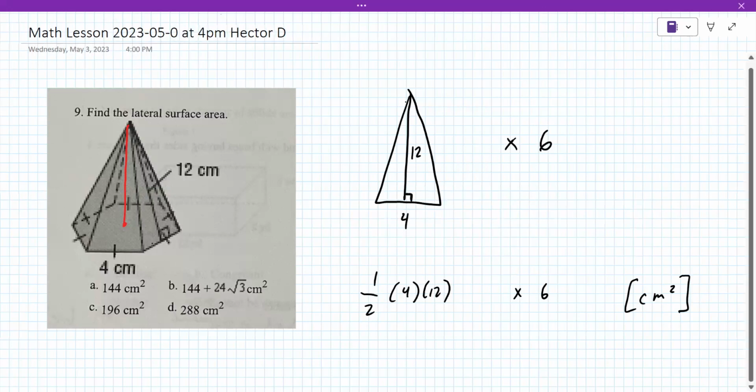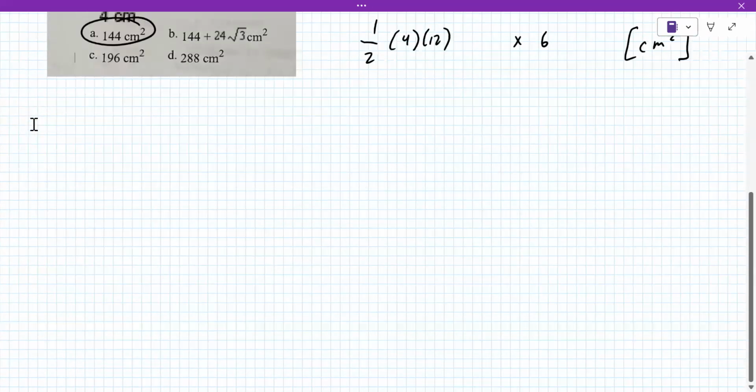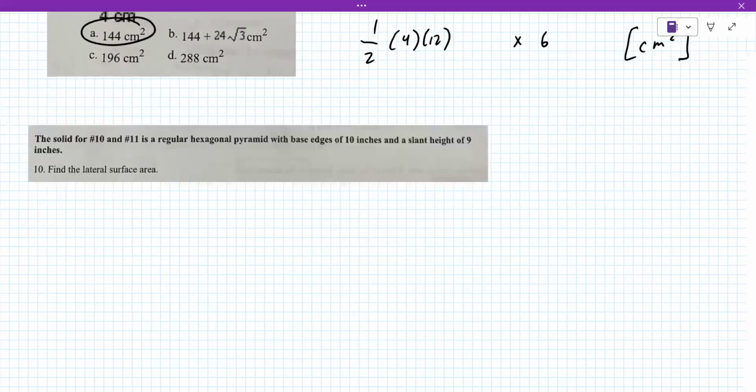So 144. Very good. Right. So numbers 10 and 11 kind of refer back to the same shape. So I'm going to snip in that shape, and we'll just relabel the dimensions.